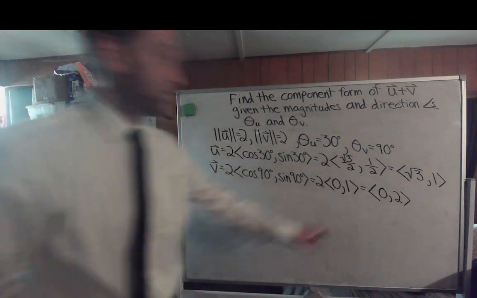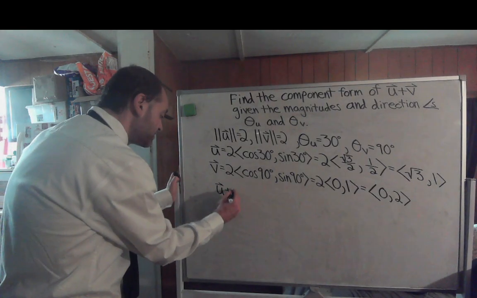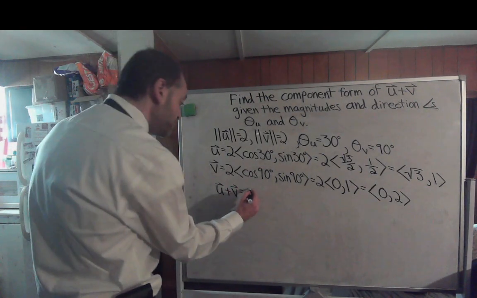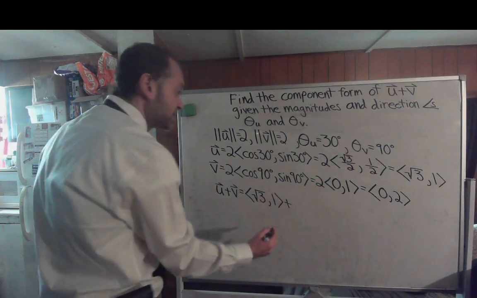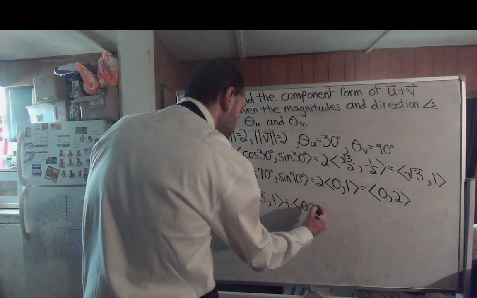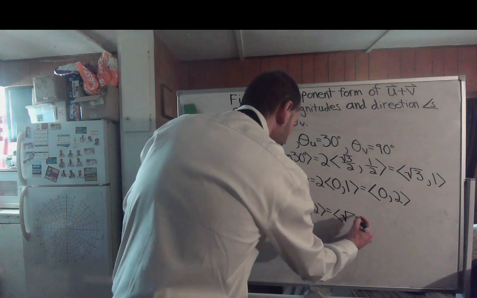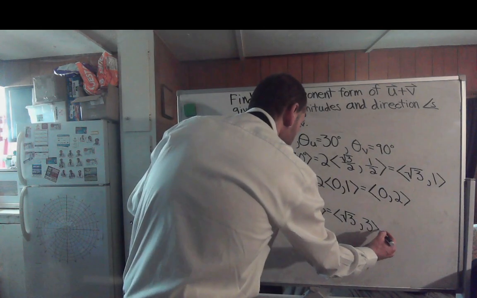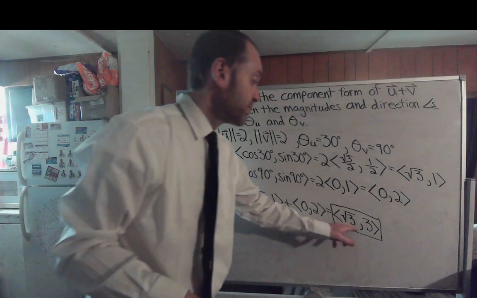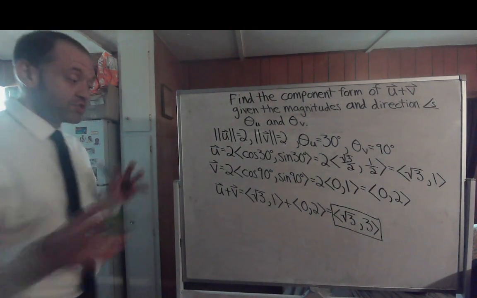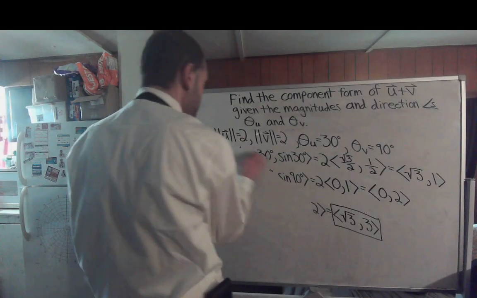Now that we've found both individual vectors, all we have to do is add them. So take u plus v. That's going to be equal to the square root of 3, 1, plus 0, 2, for the final result being the square root of 3, 3. So that's the sum in component form. I got 2 more of these, and then we got 2 final exercises after these, which are different altogether.